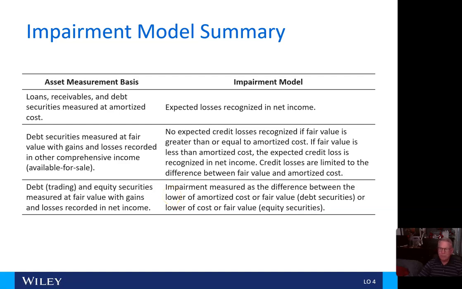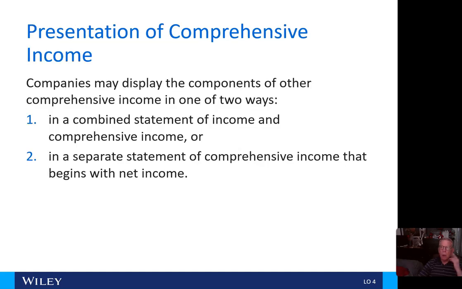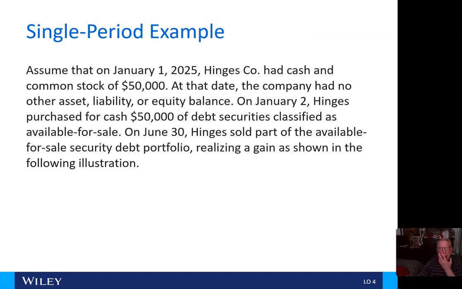Quite a mouthful there. Okay, so how do we present comprehensive income? Companies may display the components of other comprehensive income in one of two ways. One, in a combined statement of income and comprehensive income, or two, in a separate statement of comprehensive income that begins with net income. Okay, let's take a look at the single period example.